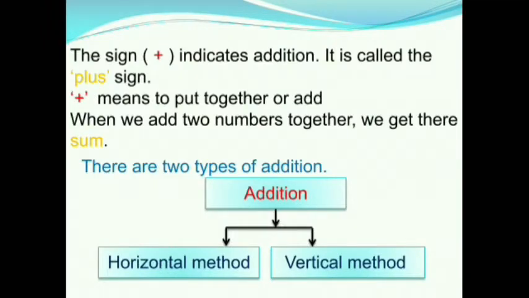The sign indicates addition. It is called the plus sign. Plus means to put together or add. When we add two numbers together, we get their sum. There are two methods to add numbers. They are horizontal method, vertical method.